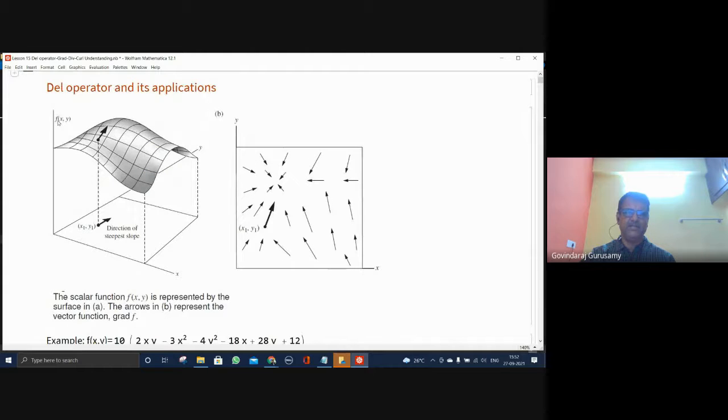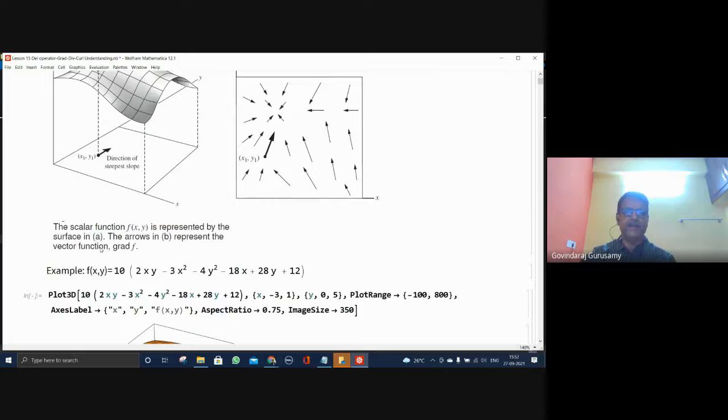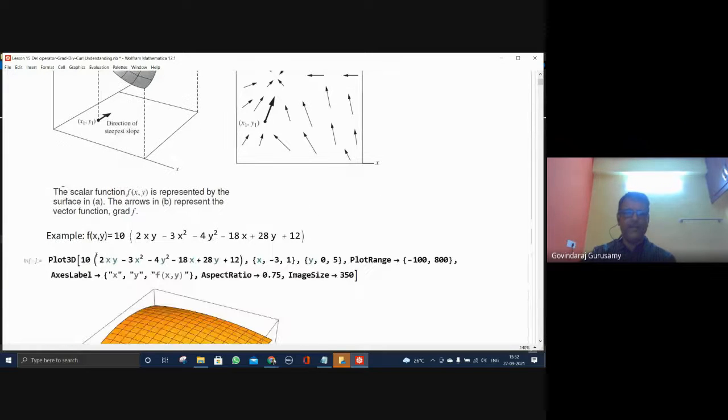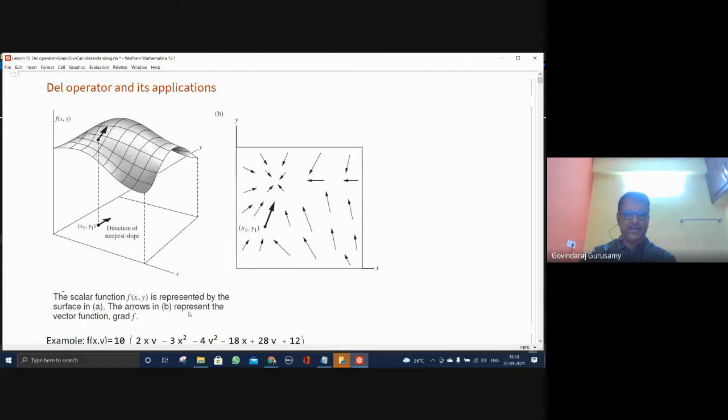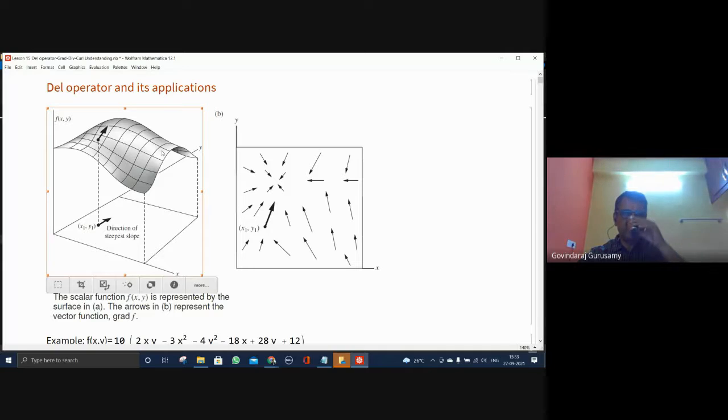Suppose I have a function which is a function of x and y. This is the x-axis, this is the y-axis. I am plotting this function, which is going to be f of x, y. The function is plotted along the z-axis, as a function of x and y. So the scalar function f of x, y is represented by a surface in 3D. Okay, now I'm plotting this one.